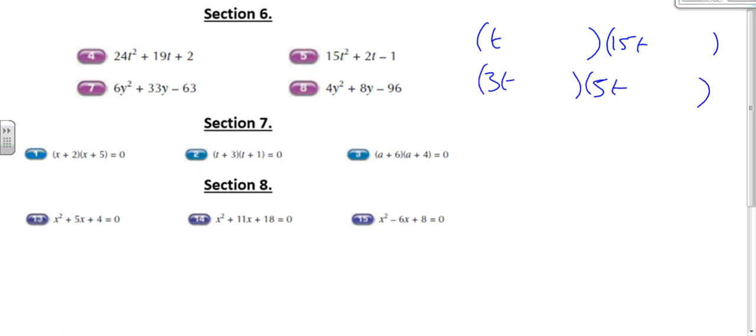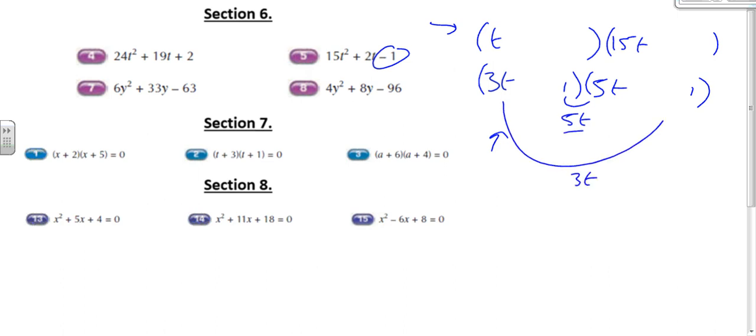Now, 9 times out of 10, it's not going to be the 1t and the 15t. It's not going to be the 1 and the maximum. It's going to be the middle one. And so we've got to find what times what makes 1. That's going to be 1 and 1. So 1 times 5t is going to be 5t. 3t times 1 is going to be 3t.